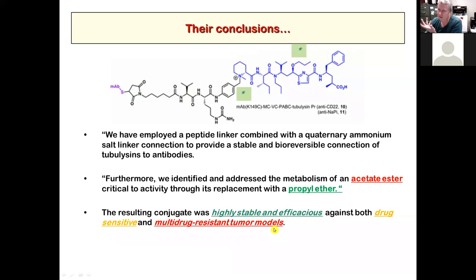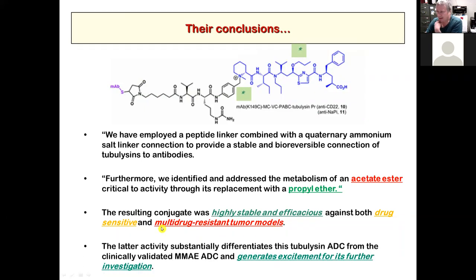I think that was pretty well demonstrated here. The latter activity substantially differentiates this tubulysin ADC from the other clinically validated MMAE ADC and generates excitement for its further investigation, which I think is also a pretty valid conclusion.